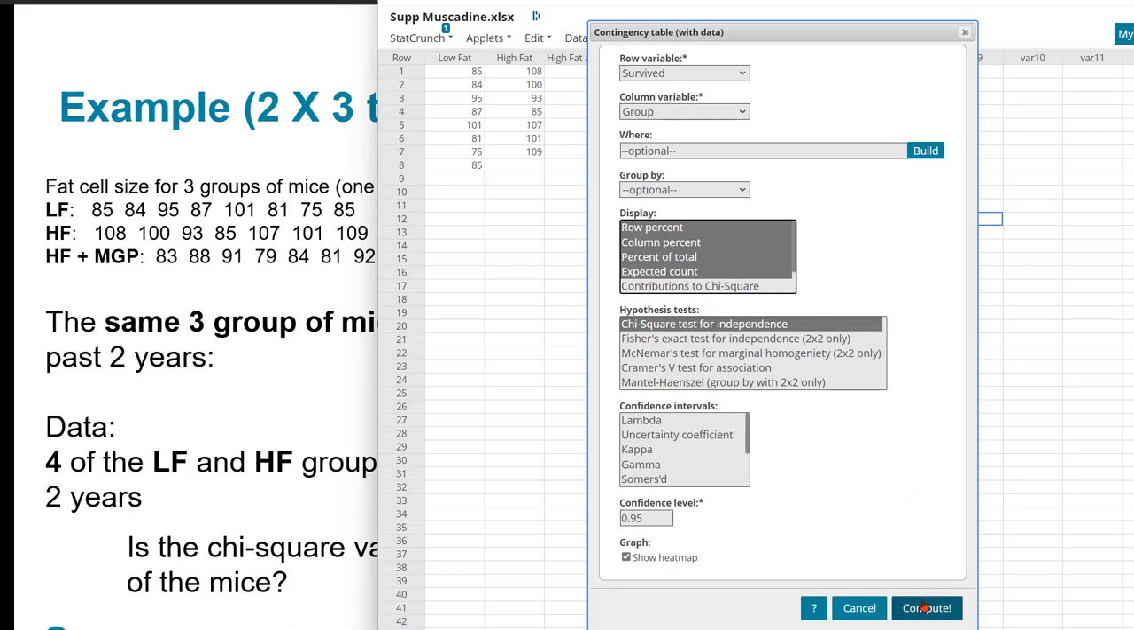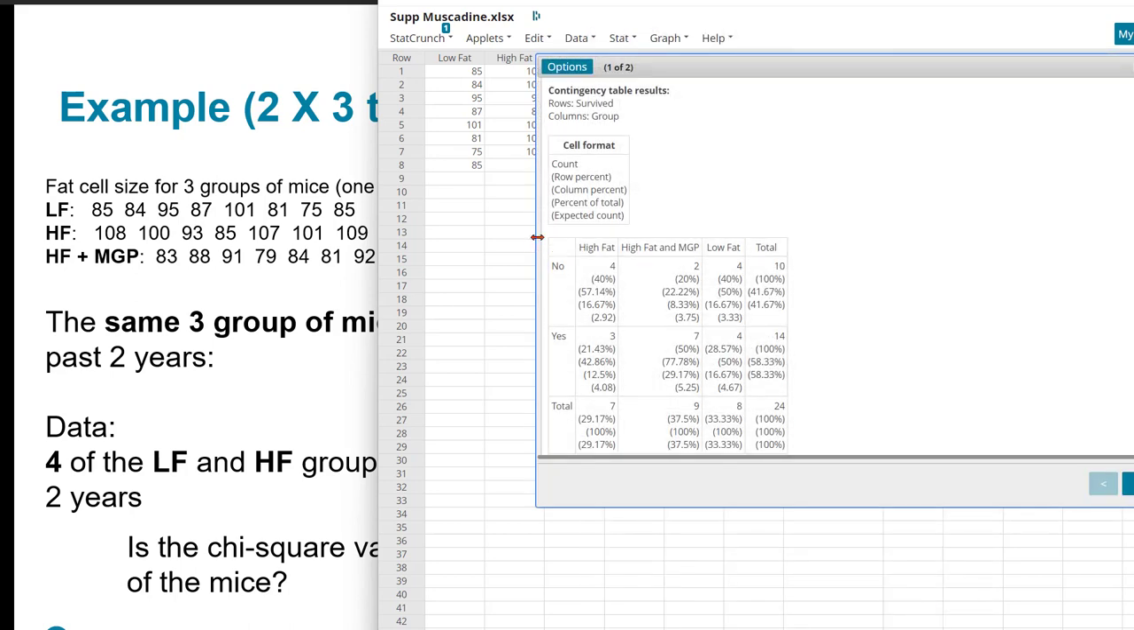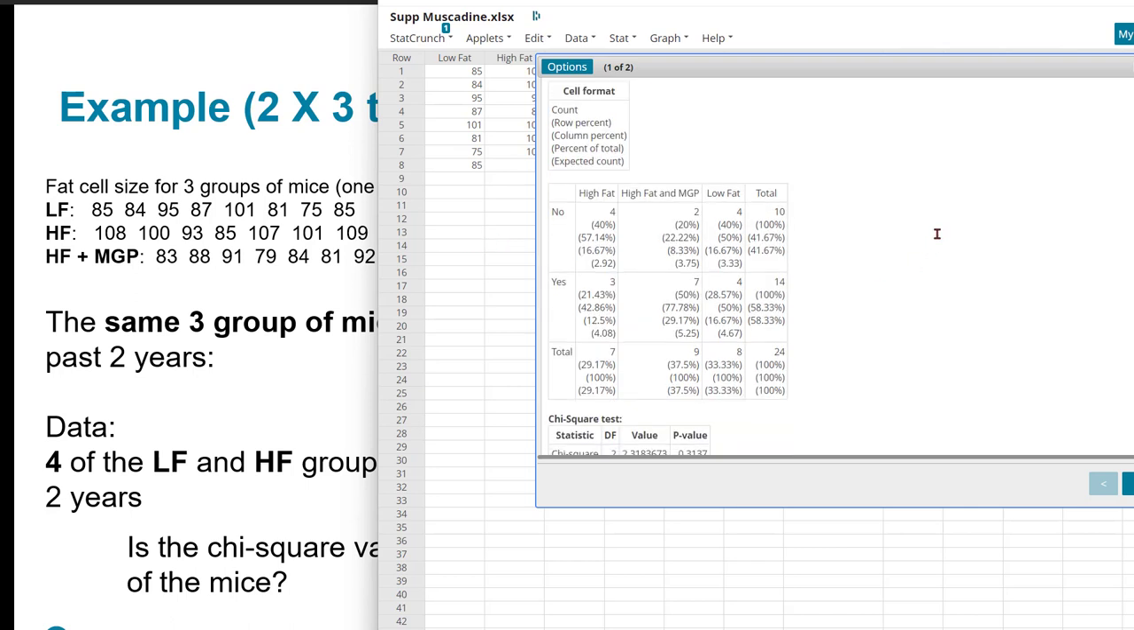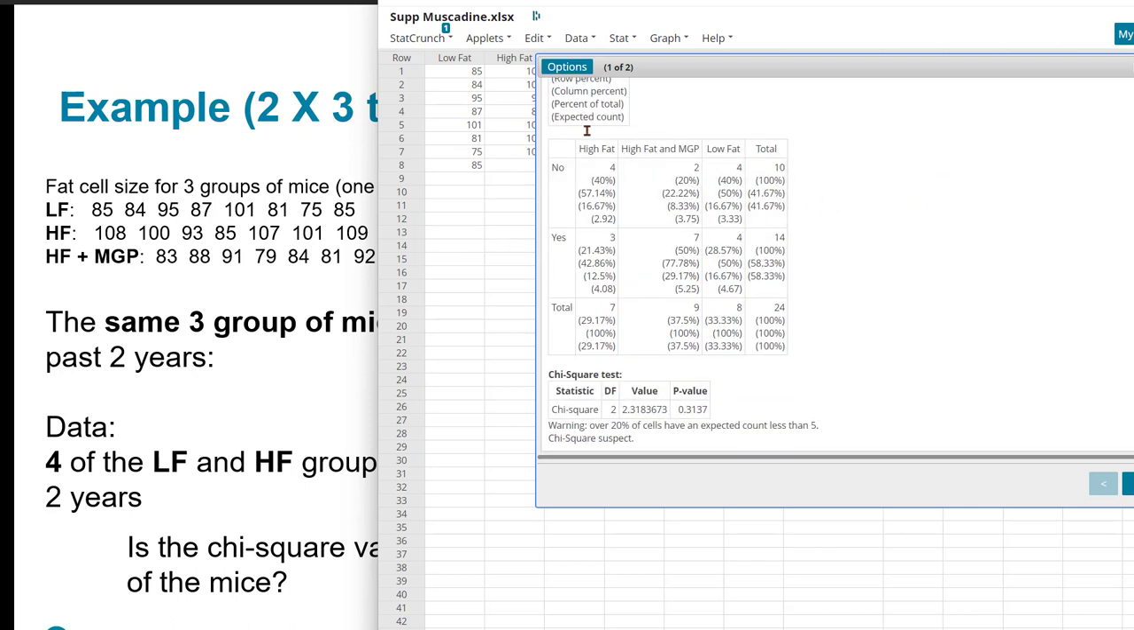We click Compute to make the table and perform the test. Look first at the expected counts. Again, if the null hypothesis is true, this is what we would expect to see, 2.92 or about 3 mice not surviving, and we have 4 here that did not survive. It looks like some of these mice are dying ahead of what they should be. Whether that's significant or not, we have to look at the chi-square result.